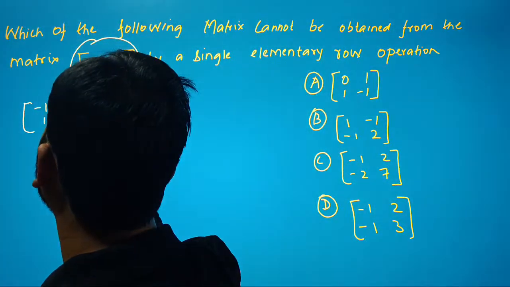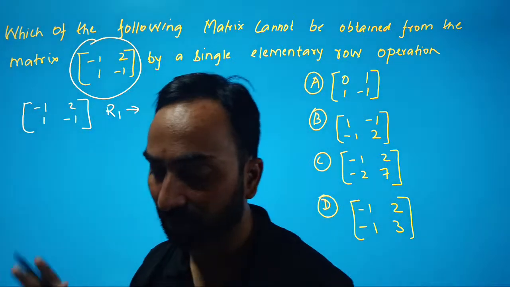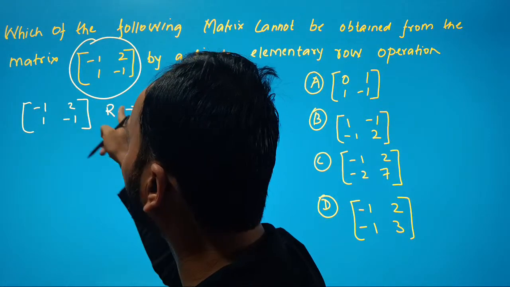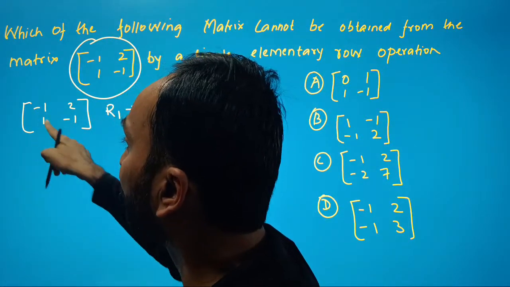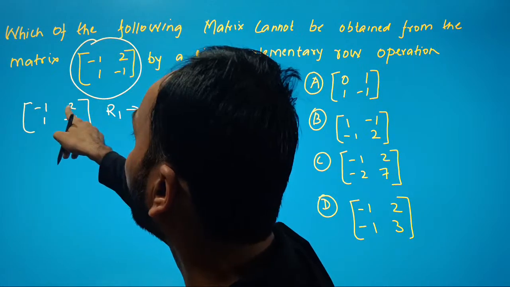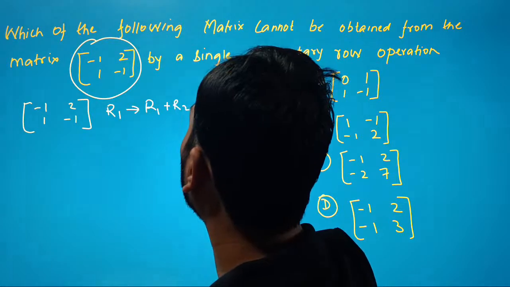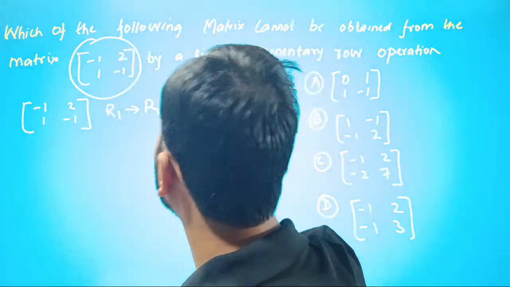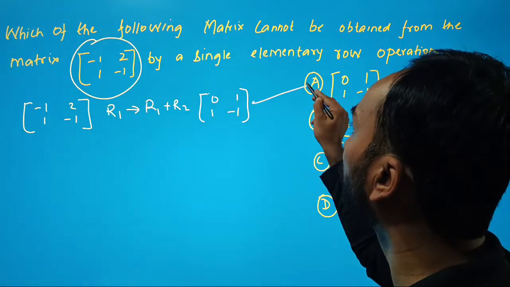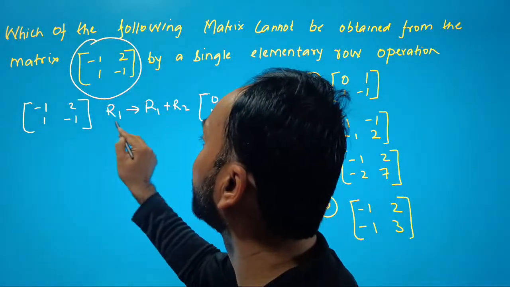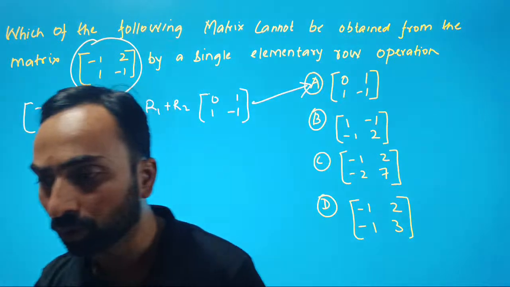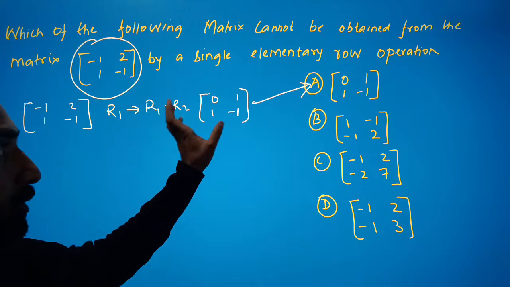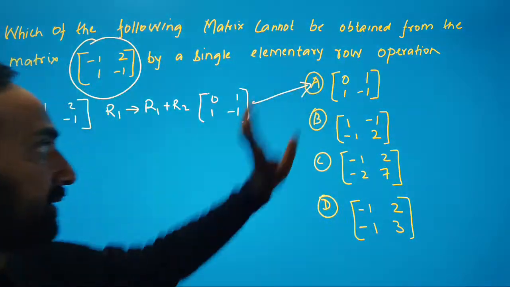If we write row 1 as row 1 plus row 2, let's see what we will get. Minus 1 and 1 we will get as 0, right? And 2 minus 1 is 1. And 1 and minus 1. So what I got is 0, 1, 1 and minus 1. This is similar to option A. So by a single transformation, row 1 is equal to row 1 plus row 2, we got option A, right?